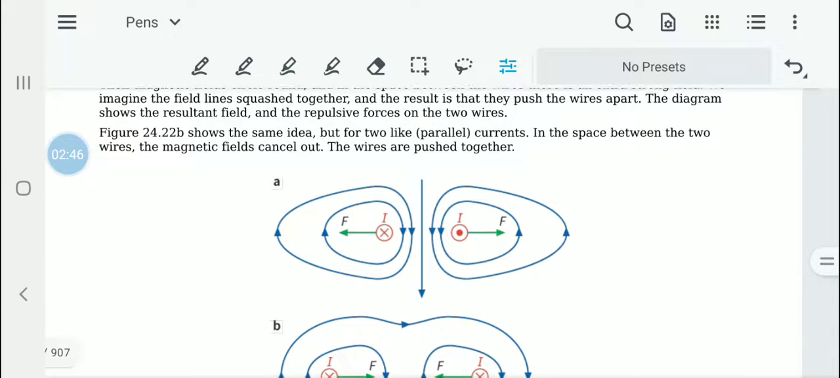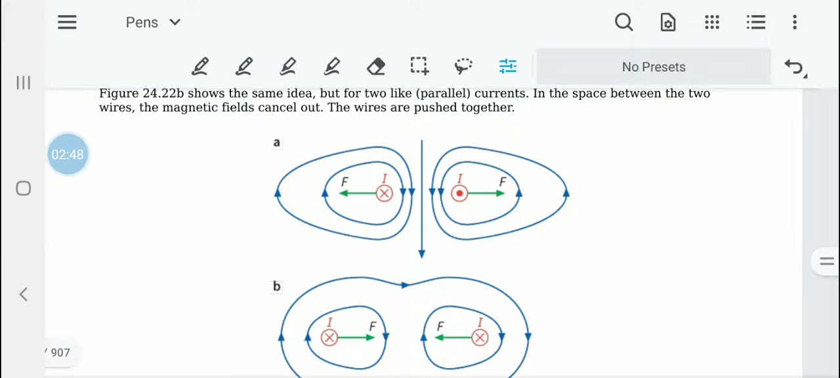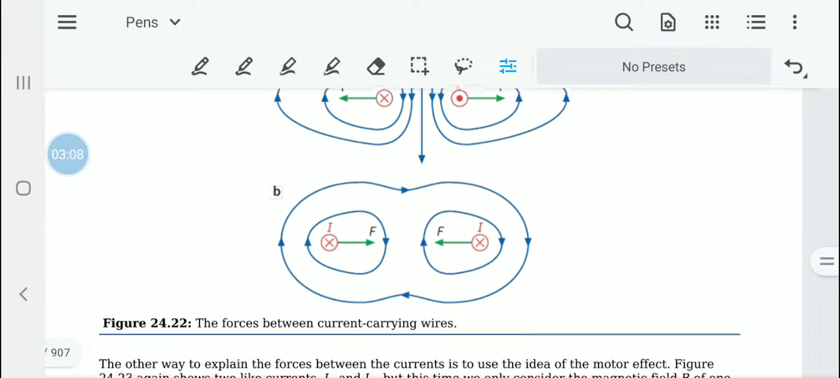But if they are like or parallel currents, if they are either both going in or coming out, then the magnetic fields in the middle get cancelled out. So as a result, the wires get pushed together, as shown in the diagram.